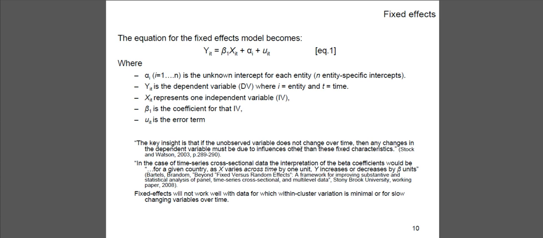So for this, when within-cluster variations are minimal and the variable changes slowly, usually we go for the common effect model instead of the fixed effect model. So these are some theoretical discussion of the fixed effect model. Overall, the fixed effect model is a model in which we control the individual's characteristics, or the entity characteristics, or the country-specific characteristics, so that an IV could properly predict your DV.